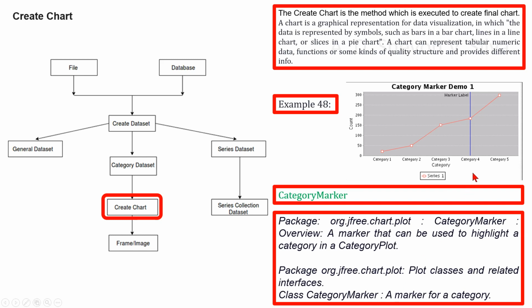The marker can be drawn as a line, as in this figure, or as a rectangle. Markers are added to the plot using the add domain marker methods in the category plot class. Here you can see a category marker drawn as a line.